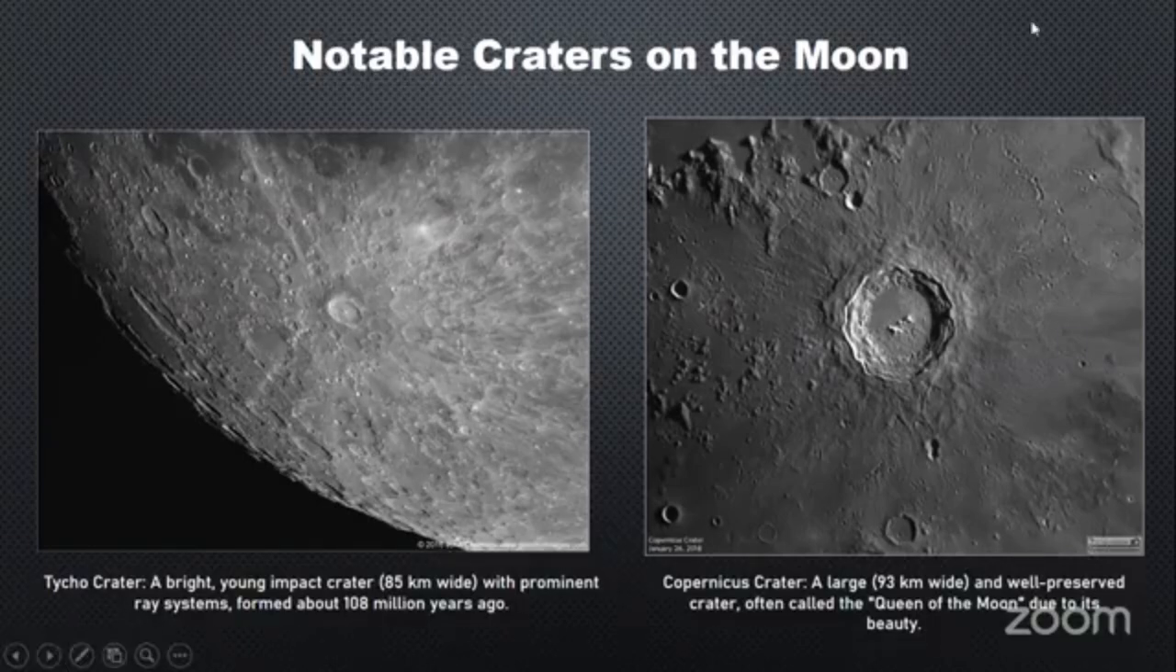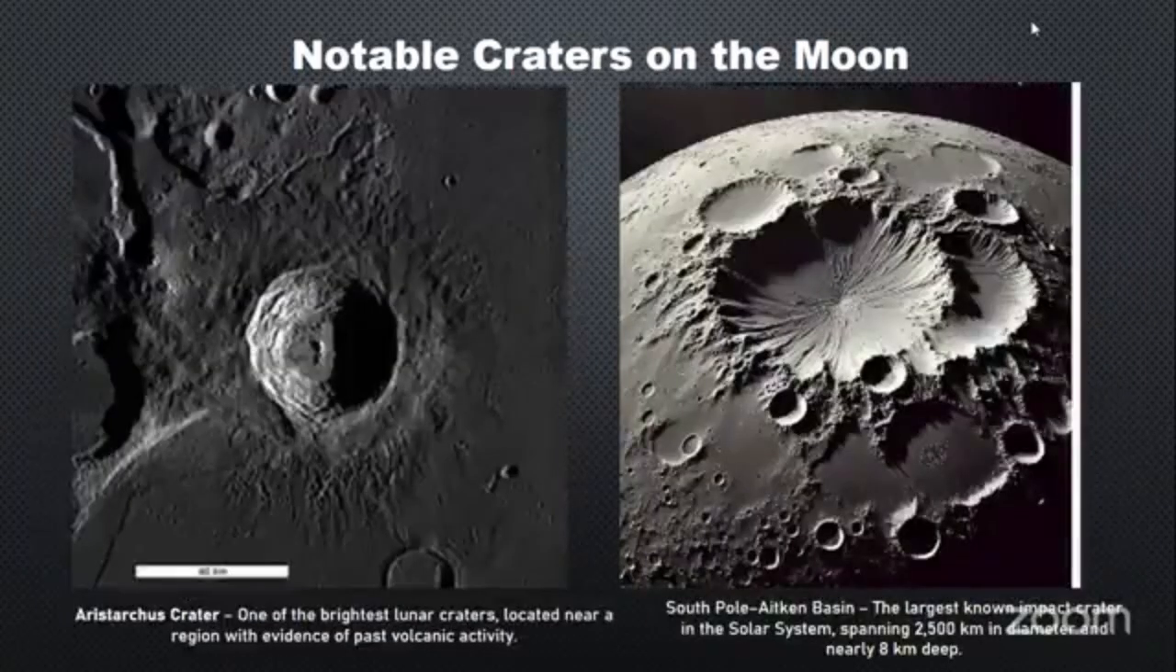We also have the Copernicus crater, which is about 93 kilometers wide and well preserved. It is known as the queen of the moon because of its beauty. Here are more pictures. We have the Aristarchus crater, one of the brightest lunar craters, located near a region with evidence of past volcanic activity.